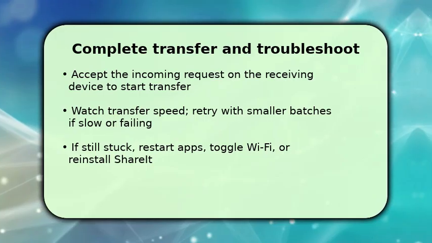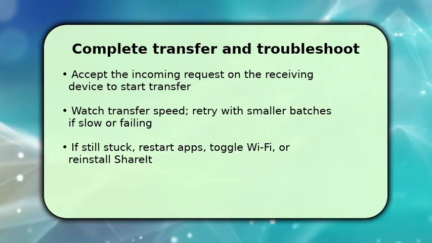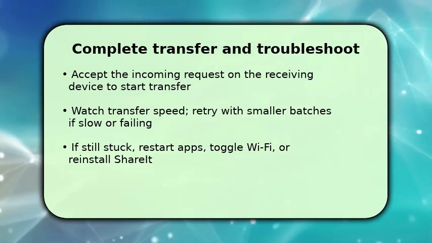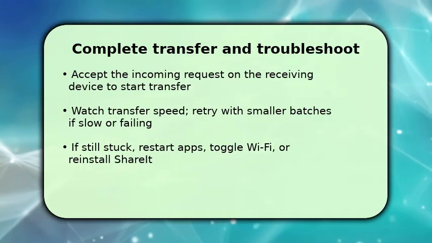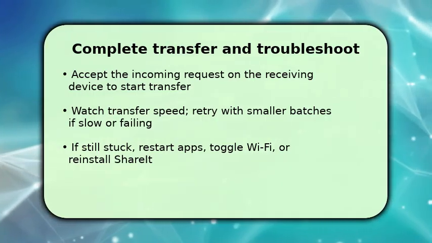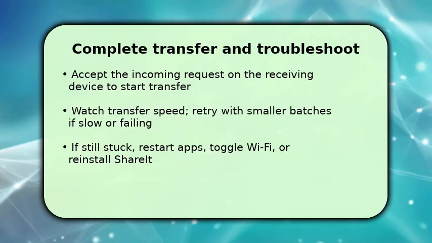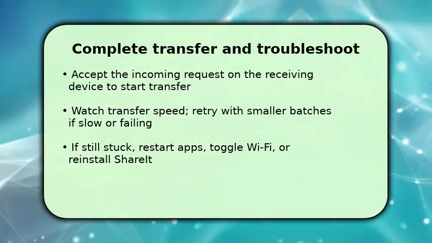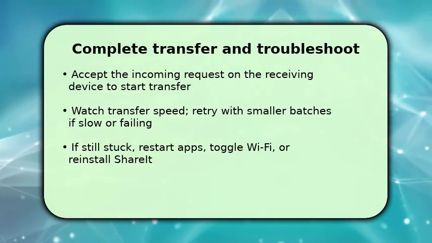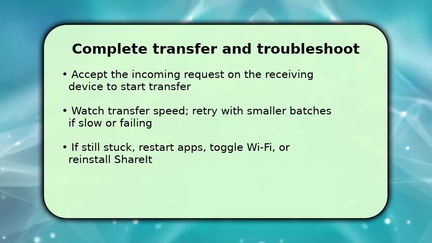Once files arrive, verify integrity and close Share It on both ends to release network ports. If it still fails, restart the app and toggle Wi-Fi, then retry the QR or hotspot method. As a last resort, reinstall Share It. This cures corrupted installations and clears persistent permissions.